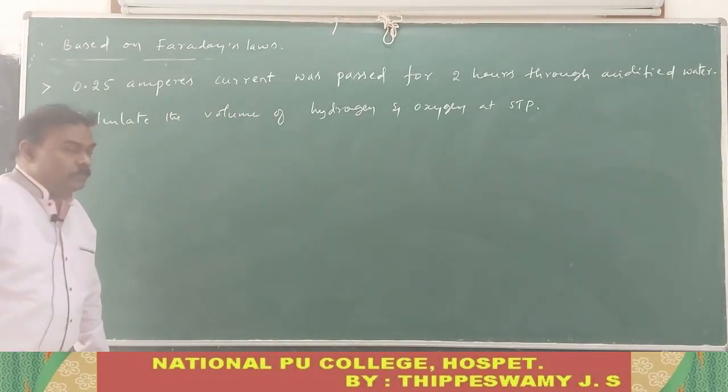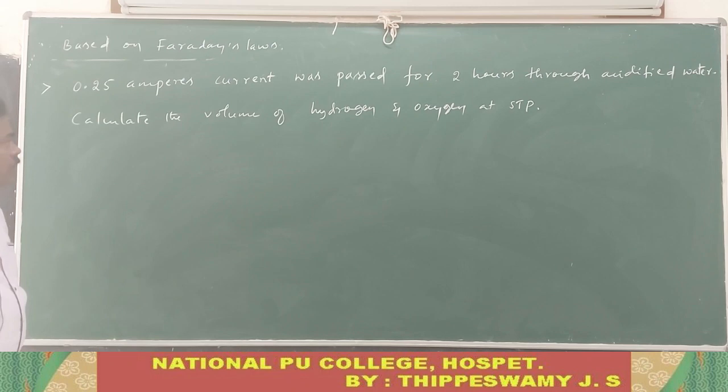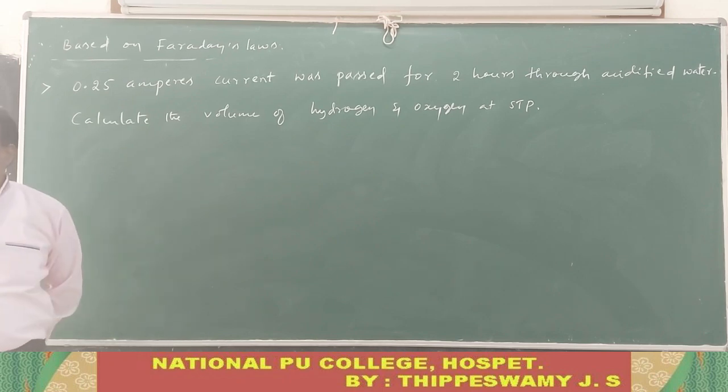Okay, next one. A 0.25 ampere current was passed for 2 hours through acidified water. Calculate the volume of hydrogen and oxygen gas produced at STP.